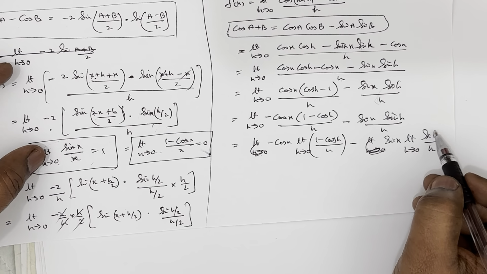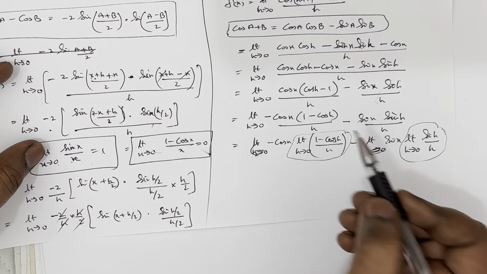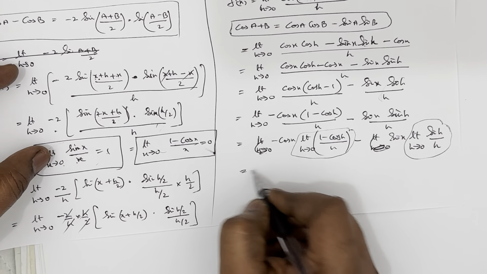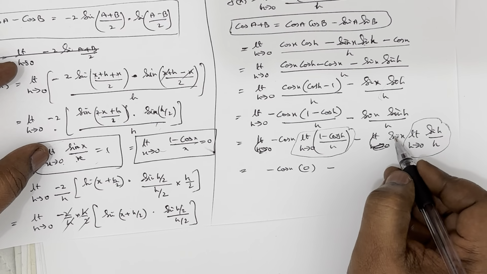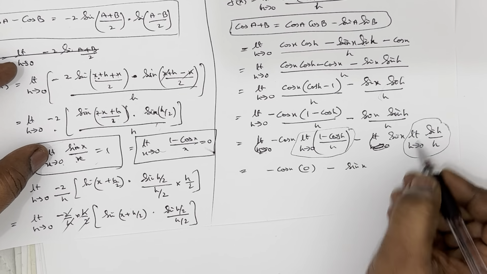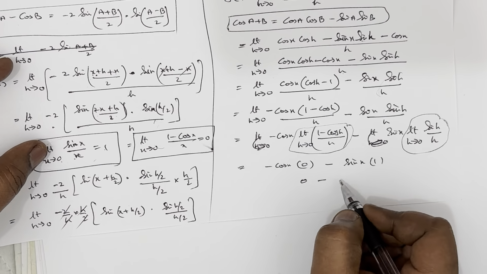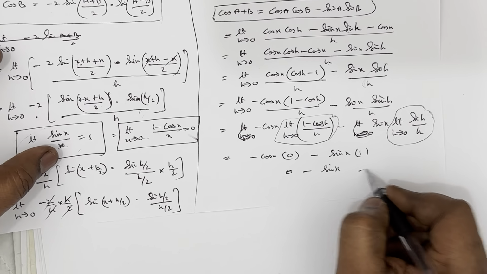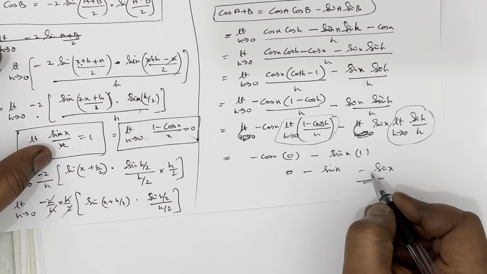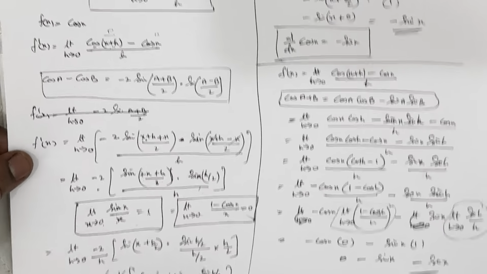Now this expression becomes 0 and this thing becomes 1. So we can write this as minus cos x times 0, minus sin x left here, and this becomes 1. So the whole thing becomes 0 minus sin x into 1, which is minus sin x remaining. So minus sin x is the derivative of cos x. This is how it's done using the two formulas. That's it.